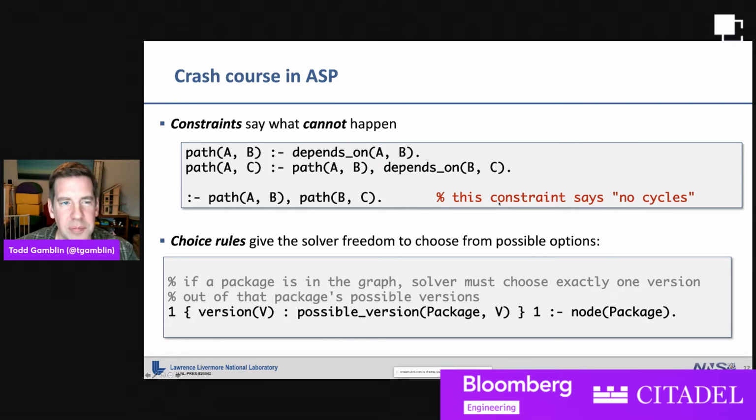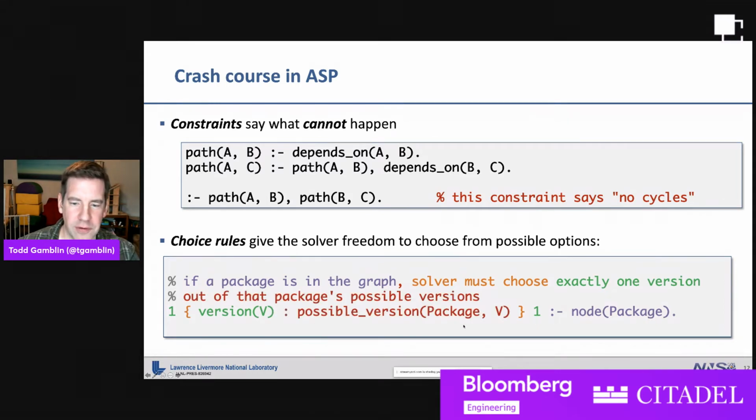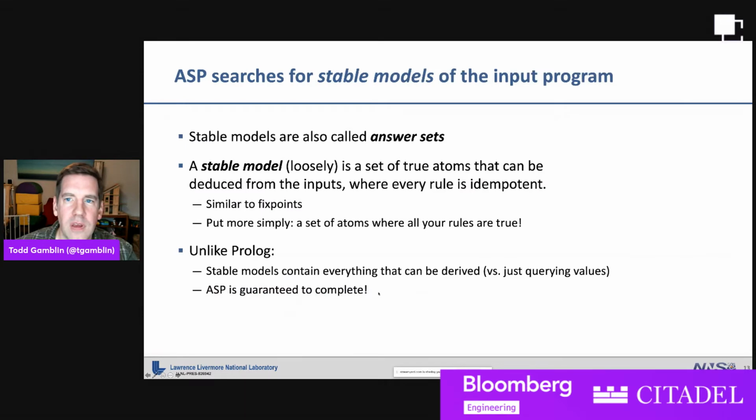The other interesting thing that ASP adds on top of Prolog is something called choice rules. And this is really what gives the solver freedom to choose things to put in the model. So let's look at this. This says, if there's a package in the graph, so that's node package, then the solver has to choose, that's this brace notation, exactly one version out of this set in here. And the version has to come from all the possible versions for that package. So it's pretty expressive. You feed it all the possible versions for the package, and it knows that it has to choose one based on this rule.